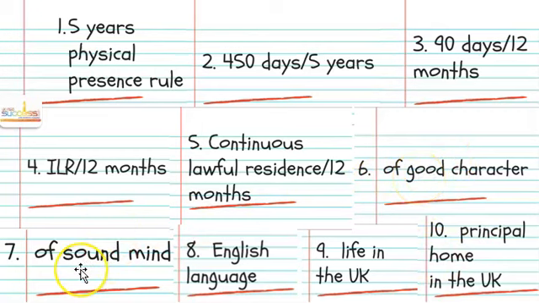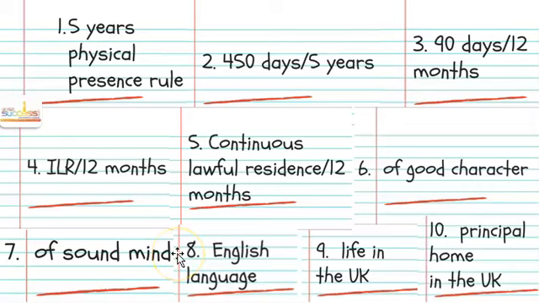The next one is the person will need to be of sound mind and they will need to have sufficient knowledge of the English language, and they will need to have sufficient knowledge about life in the UK. So in other words, they will need to pass the Life in the UK test. But if you already had your ILR, chances are that you already meet these two requirements. And the final one, which is different from the 3-year route, is that the person will need to prove that they intend to make their principal home in the UK.